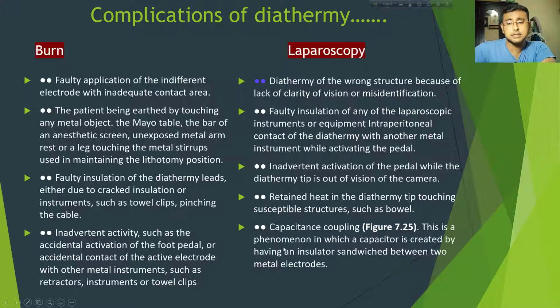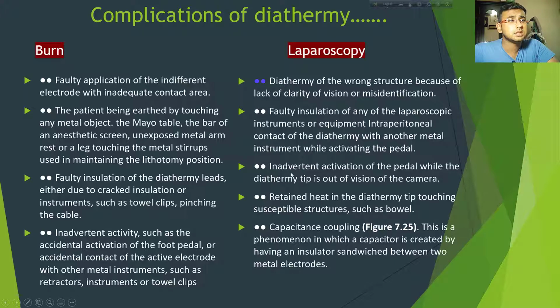In that case, we can accidentally burn healthy sites, not only the affected site. And in laparoscopy, diathermy may hit the wrong structures because of lack of clarity of vision or misidentification. In laparoscopic surgery we use diathermy, but we must be very cautious where we are using that energy. Wrong structures because of lack of clarity of vision or misidentification must be prevented.